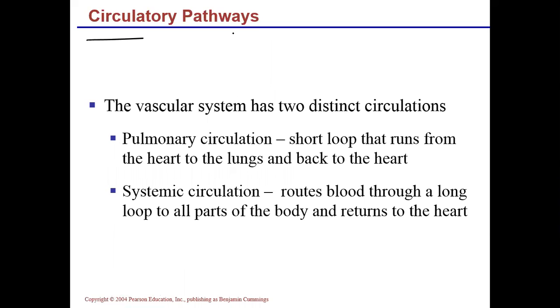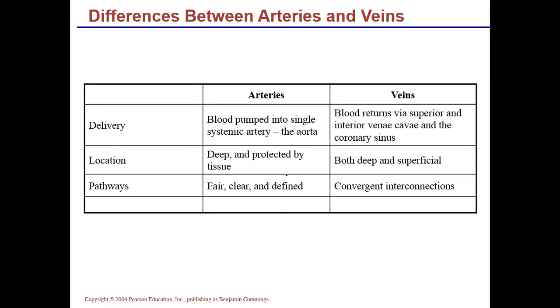The circulatory pathway: pulmonary circulation versus systemic circulation. You have to know the pathway of the blood. We discussed this already early on in the previous lecture. In pulmonary circulation, you're going from the heart to the lungs, and from the lungs back to the heart. In systemic circulation, you're going from the heart to the tissues, and from the tissues back to the heart. So those are the circulations. Again, there are differences between arteries and veins, some of which we discussed already.